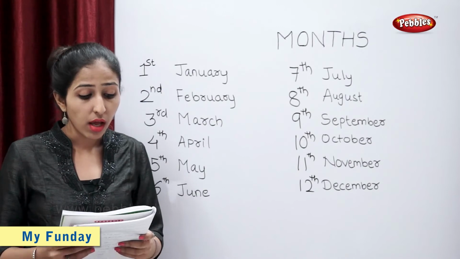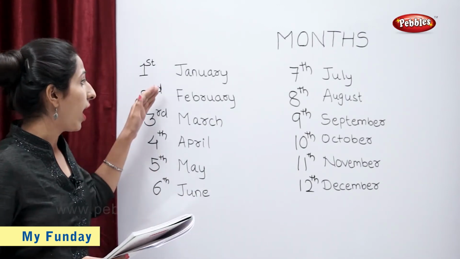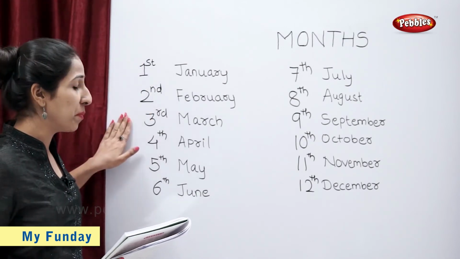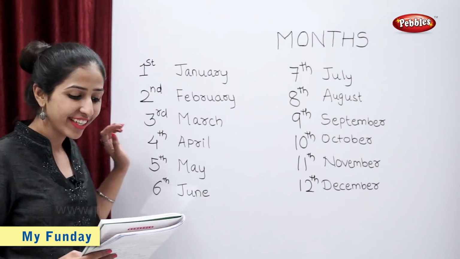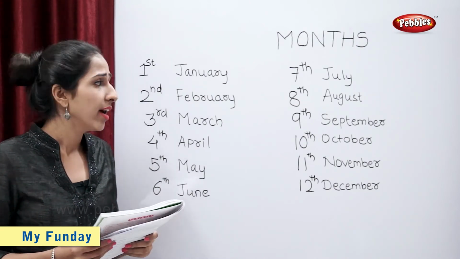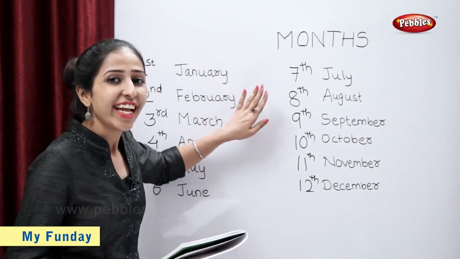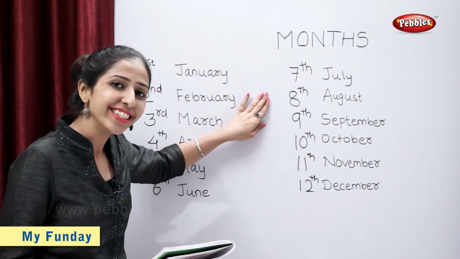Now tell me, which month comes after February? After February, it is the month March. Which month comes after July? After July. Correct. It is the month August.